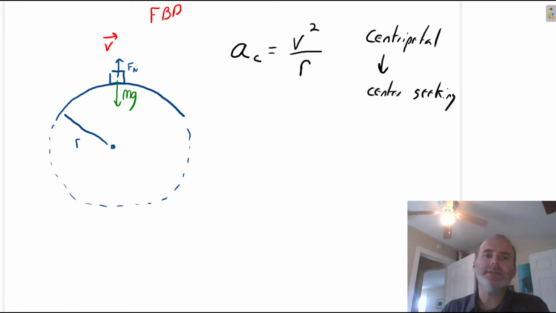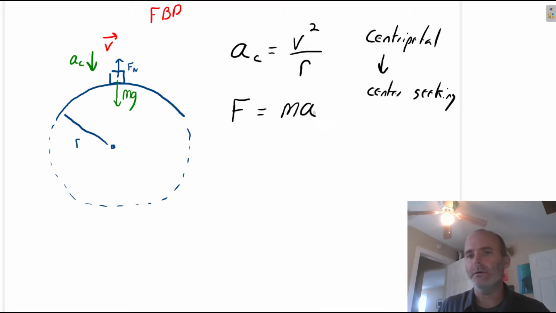Okay, so centripetal, this is center seeking. That means that the acceleration here, and I'll draw the acceleration in green, is going straight towards the center. At this point, it's straight towards the center, center seeking. If this is my acceleration, well, remember F equals ma. So centripetal force is mass times centripetal acceleration.